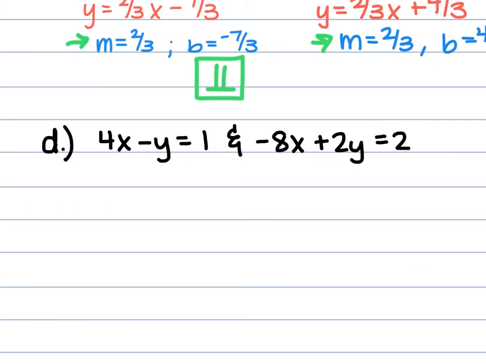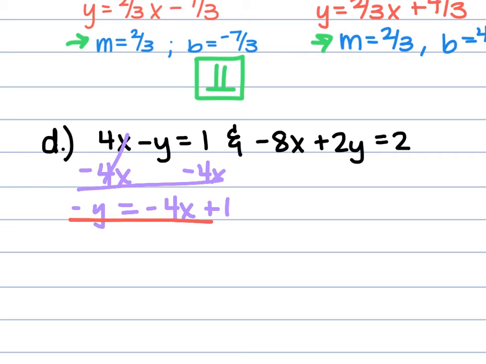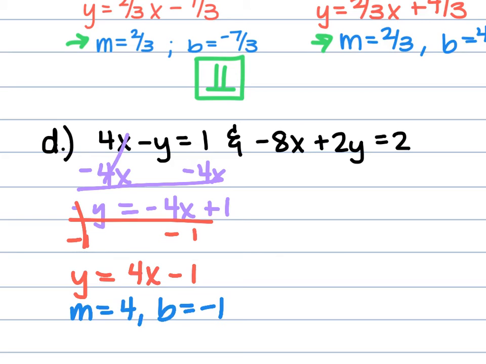For our next and last example, for the 4x minus y is equal to 1, we're going to subtract the 4x from each side. So negative y is equal to negative 4x plus 1. Then divide each side by negative 1. This is going to give us y is equal to 4x minus 1. Our slope is 4. Our y-intercept is negative 1.